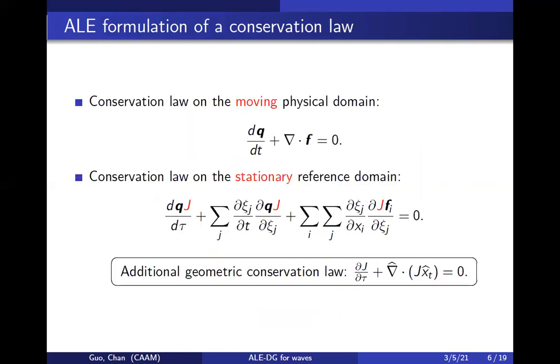Now let me use the conservation law on a time-dependent physical domain to show you how to derive the corresponding ALE system. Using the chain rule, we are able to express derivatives on the physical domain as combinations of derivatives on the reference domain. Then we can multiply the equation by the Jacobian J between the reference domain and the physical domain, and cancel out all extra terms using the metric identity and geometric conservation law. Eventually, we obtain the ALE system, which consists of a conservation law on the reference domain and the geometric conservation law.